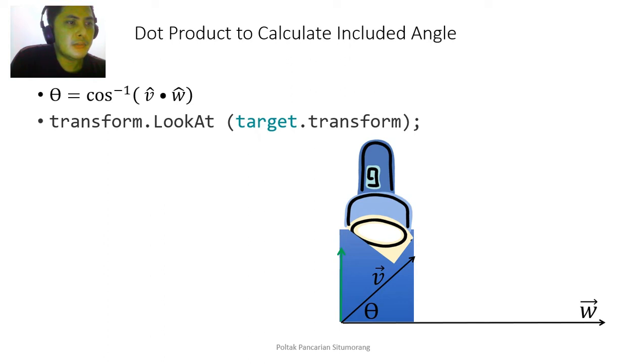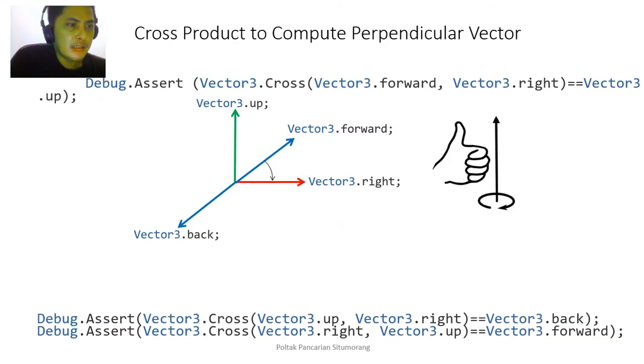Rearranging the dot product formula allows us to calculate the included angle theta by taking the inverse cosine of the dot product of unit vectors. Unity's LookAt function uses the vector dot product. LookAt can be used to have one game object turn to face another game object. Given two vectors, a perpendicular vector can be found using the cross product. For left-handed coordinate systems such as Unity, use the left-hand rule to determine the direction of the perpendicular vector.